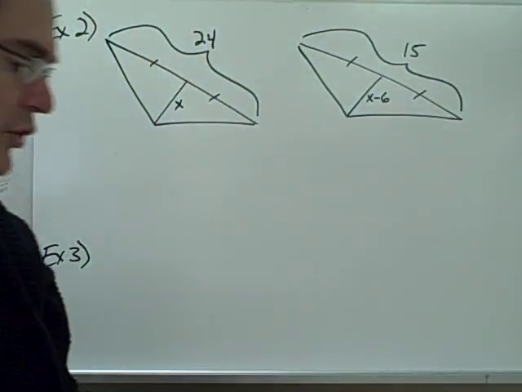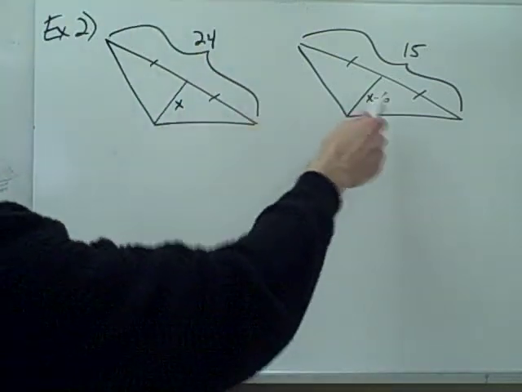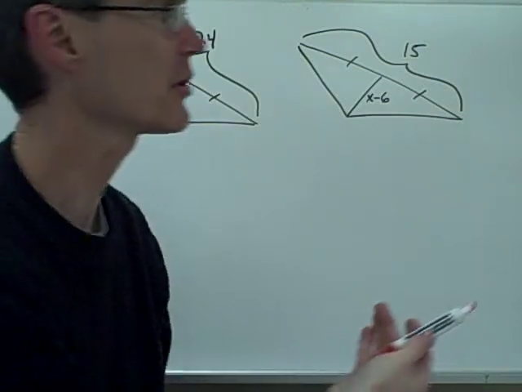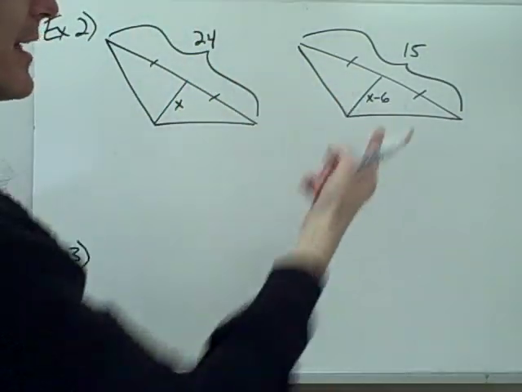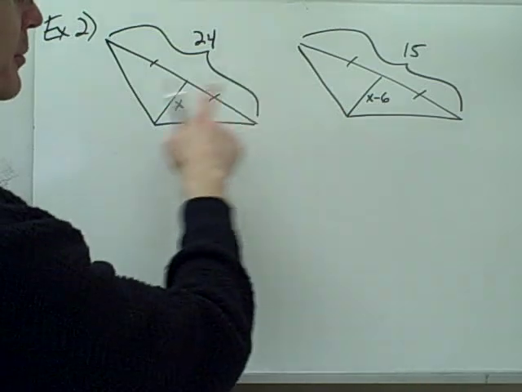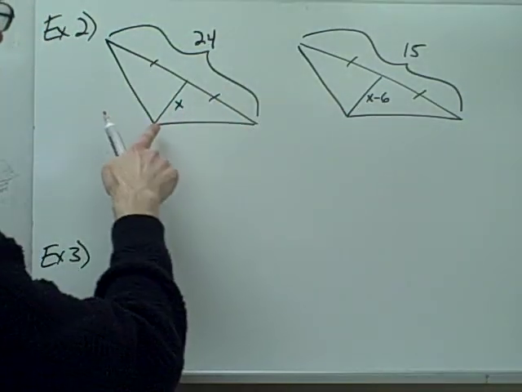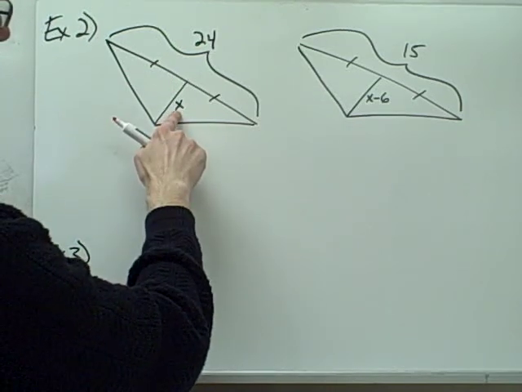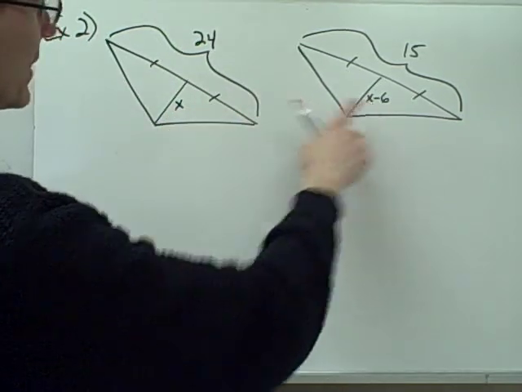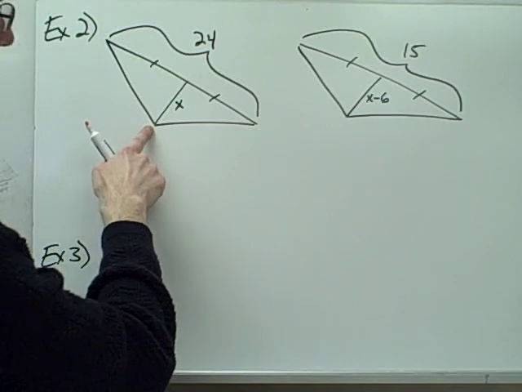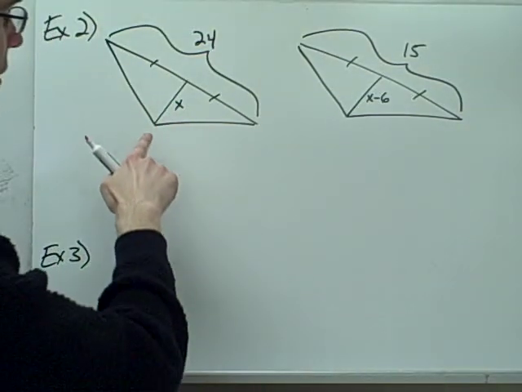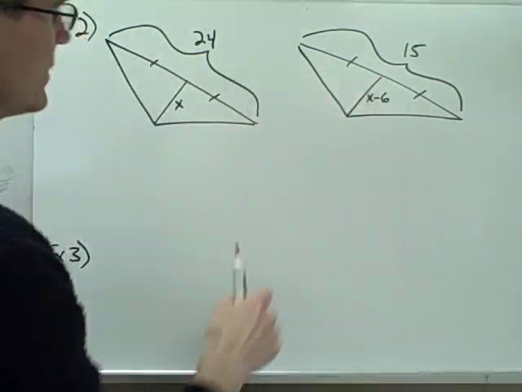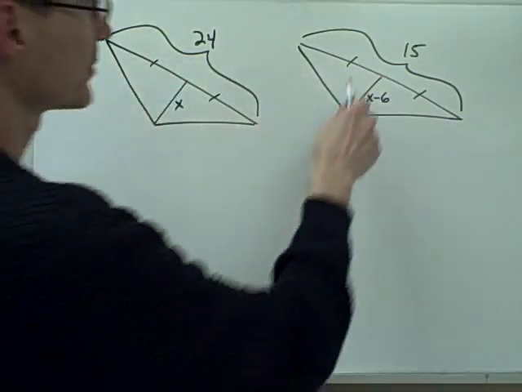Let's take a look at example number 2. So I'm told that these two triangles are similar, and I also know from the theorem that I just learned that if two triangles are similar, then their medians are proportional to the measures of the corresponding sides. And I have algebraic expressions for the median of this triangle and the median of this triangle. I know it's a median because it's a line segment drawn from the vertex to the midpoint of the opposite side. So in each one of these, it's drawn from the vertex to the midpoint of the opposite side.